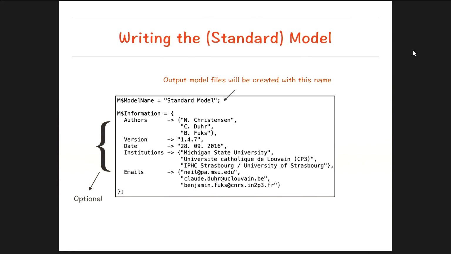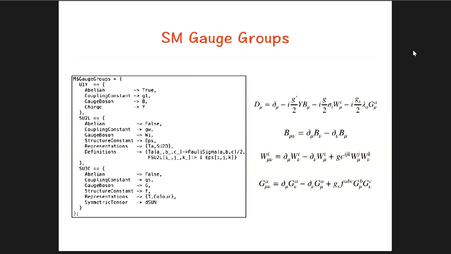Okay, so this is the first part, which is the preamble, where you give the model name. Say, for example, this is the standard model, and then you have information like who wrote it, the version, the date, et cetera. This is optional, as you can understand. And this is the part which actually talks about the standard model gauge group.